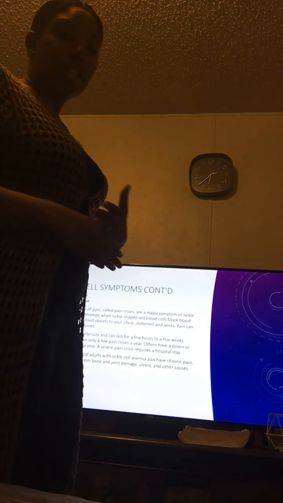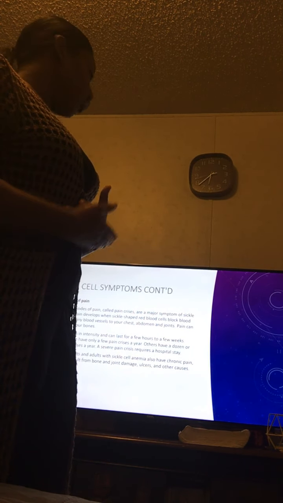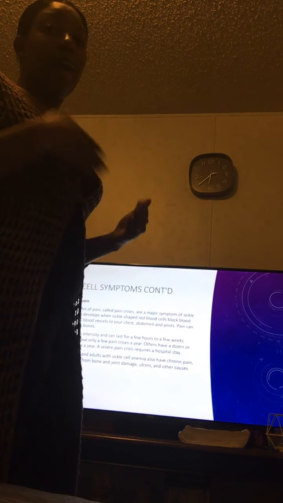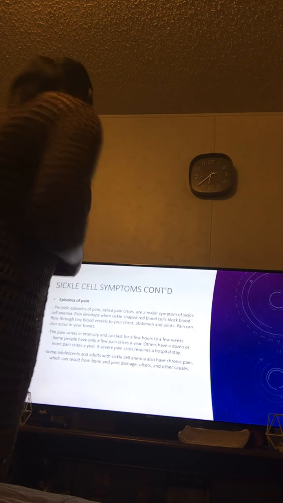So a severe pain crisis, we really want to stay away from that. If that does occur, then you need to be contacting your doctor or getting to an emergency room, because it can sometimes even lead to death depending on how fast you get to it. So any symptoms of that need to be checked on.